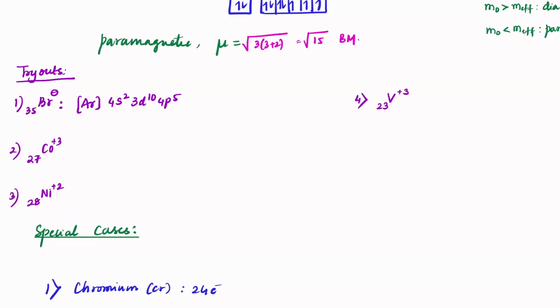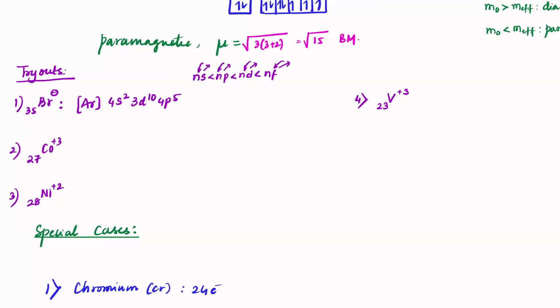Which is the outermost orbit? The fourth orbit, so the electron has to be removed from this. Now within 4s and 4p, correct? Either to remove the electrons or to add the electrons, you should always use p first. Within ns, np, nd, nf, either to remove the electron or to add the electron, this is the sequence we need to follow.